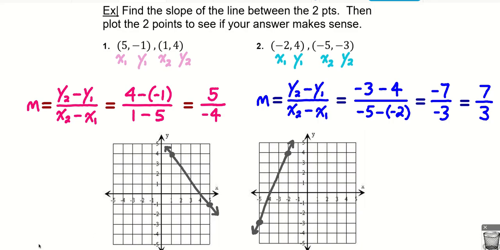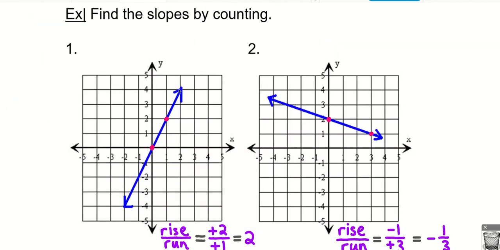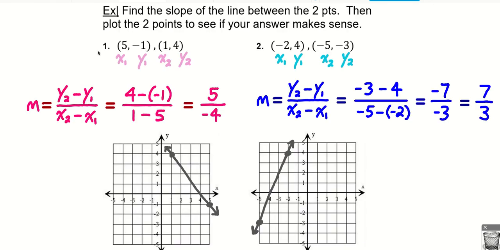Okay, so hey, not a whole lot of objectives here, just being able to take a line and count your rise combined with your run to go from point to point to get your rise over run slope, or taking 2 points, 2 ordered pairs, and being able to plug them into this really, really important formula. So we're hopefully getting used to this formula.